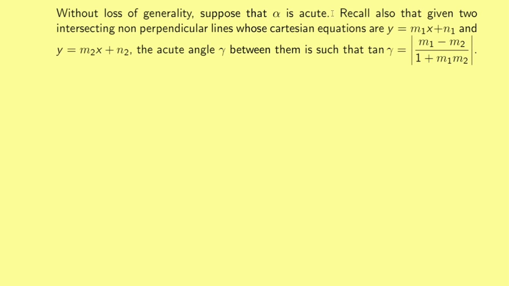So recall that if we have two intersecting lines which are non-perpendicular with Cartesian equations of this form, m1x plus n1 and m2x plus n2, the acute angle between them is given by this formula. The tangent of this angle is given by this formula: I take the difference between their slopes, and I divide it by 1 plus the product, and I take the absolute value. Okay? This formula is the one we are going to use to solve the problem.